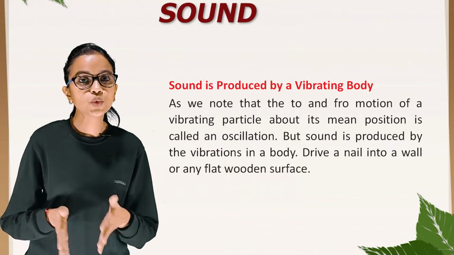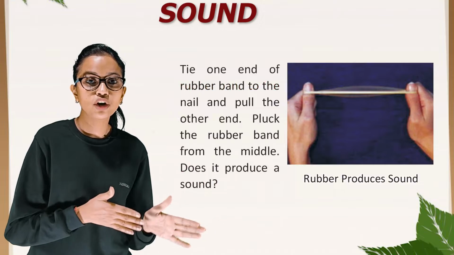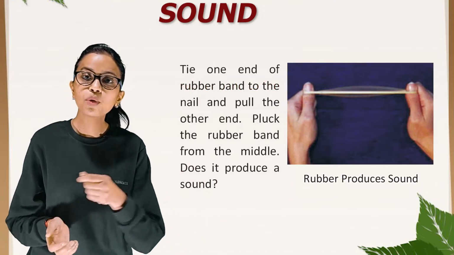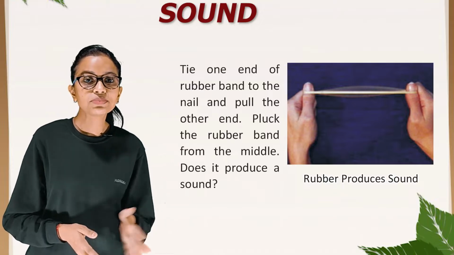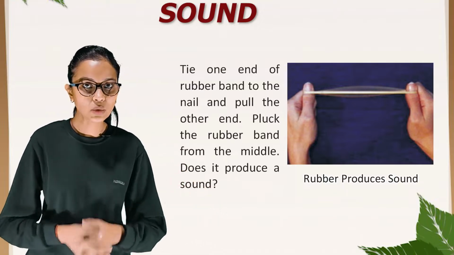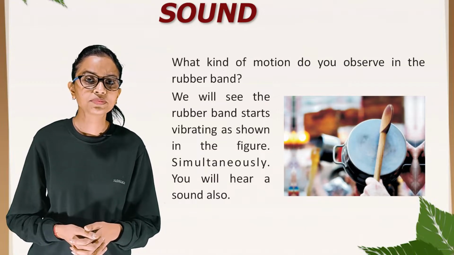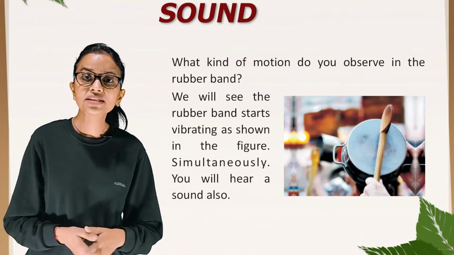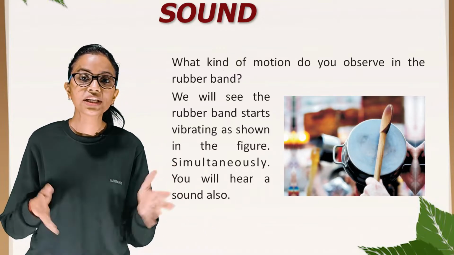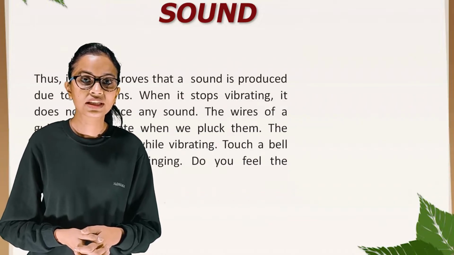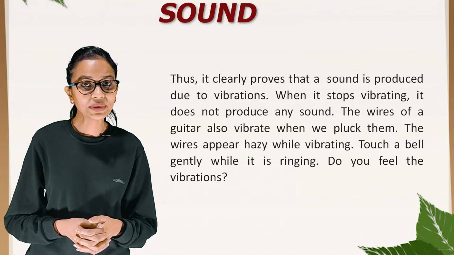Drive a nail into a wall or any flat wooden surface. Tie one end of a rubber band to the nail and pull the other end. Pluck the rubber band from the middle. Does it produce a sound? What kind of motion do you observe in the rubber band? We will see the rubber band starts vibrating as shown in the figure, and simultaneously you will hear a sound. Thus, it clearly proves that sound is produced due to vibrations.